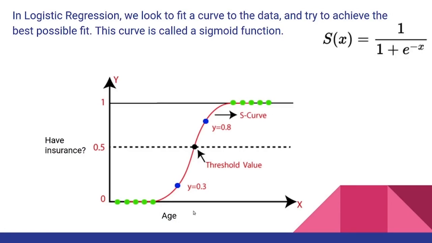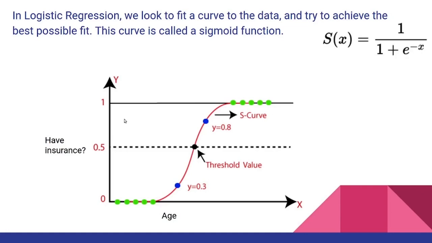Now, if we have a new value, say the age is about 23, our sigmoid function should give us a predicted probability of them having insurance. If this predicted value is greater than our threshold value, in this example it's 0.5, it will be given a positive label of 1, and if it's not, it will be given 0. So here 0.3 will be classified as not having health insurance because it's below the threshold value. Similarly, an age which produces a y value of 0.8 will have a label of having health insurance as true or 1.